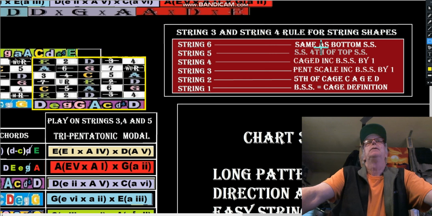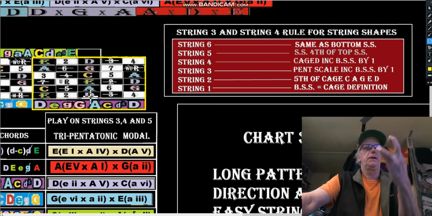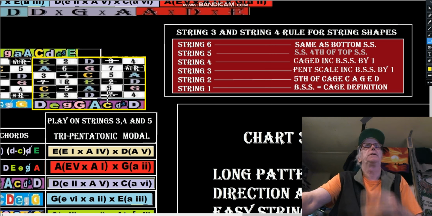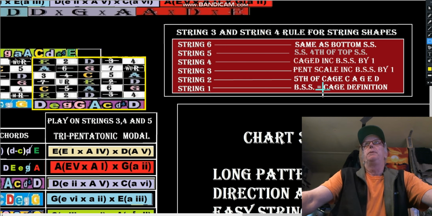Let's look at this now. String 1 is the string shape, so bottom string, base string shape, BSS. Cage definition. The D right here, ignore the E because we're looking at the letter and then what notes are surrounding it. 3 and 4 and 7 and root are buddies, so they're considered to be outer or inner notes of the string shape. So we got D here, so the D string shape is 2, 3, 4. So that would be the base string shape.